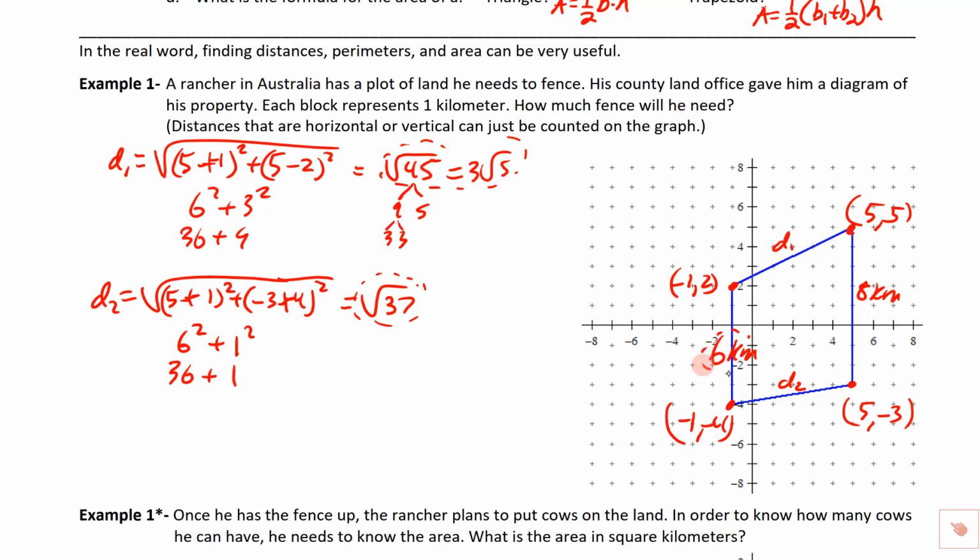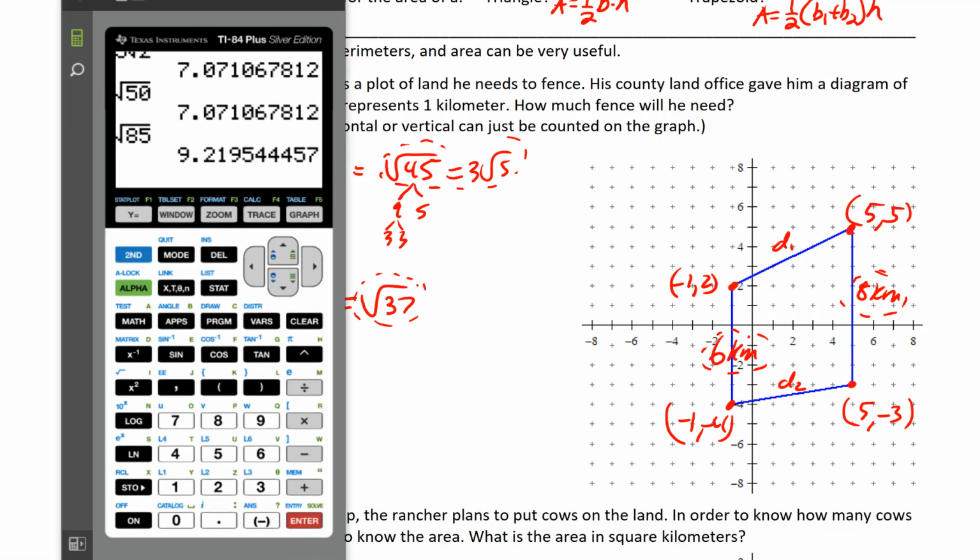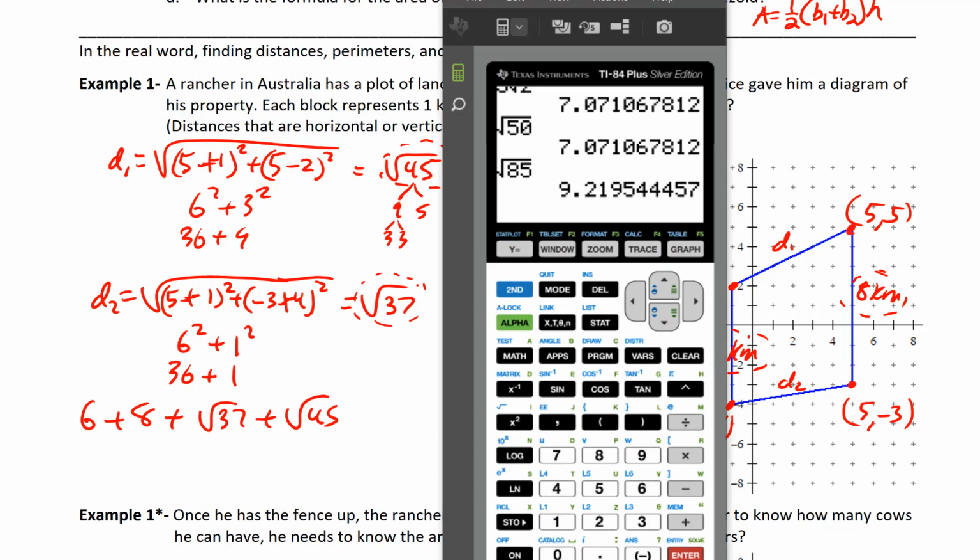So we've got 6 kilometers of fencing along here, 8 kilometers of fencing along here, and then for this one, for D1, we've got the square root of 45, and for D2, we've got the square root of 37. So let's go ahead and write that down. We're going to have 6 plus 8 plus the square root of 37 plus the square root of 45. And let's just figure out what those are. Now, I could figure out each one of these separately, but let's just type this into the calculator and have it figure out what this is all together.